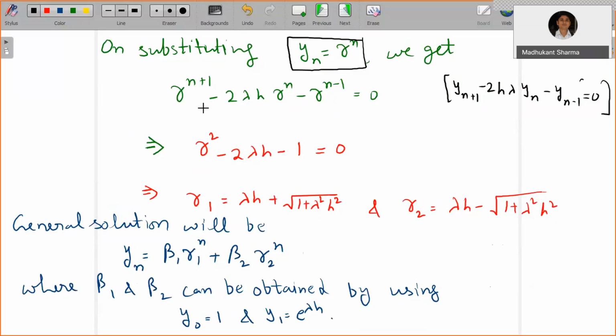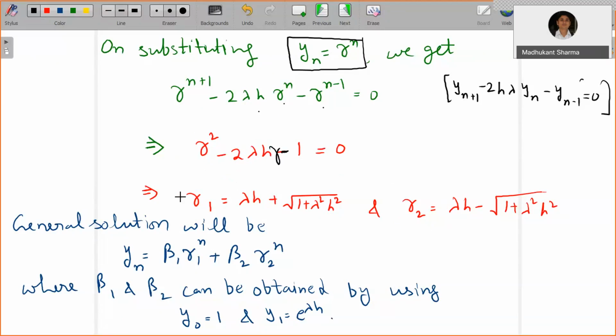So in that situation, we get r^(n+1) - 2h lambda r^n - r^(n-1) = 0. Taking the common factor and simplifying, we get r^(n-1) times a quadratic expression equal to zero. We are not interested in the zero solution, so r^(n-1) is non-zero and can be cancelled from this side. We are left with the following quadratic equation in r, which gives two solutions, r1 and r2, which we can solve uniquely.